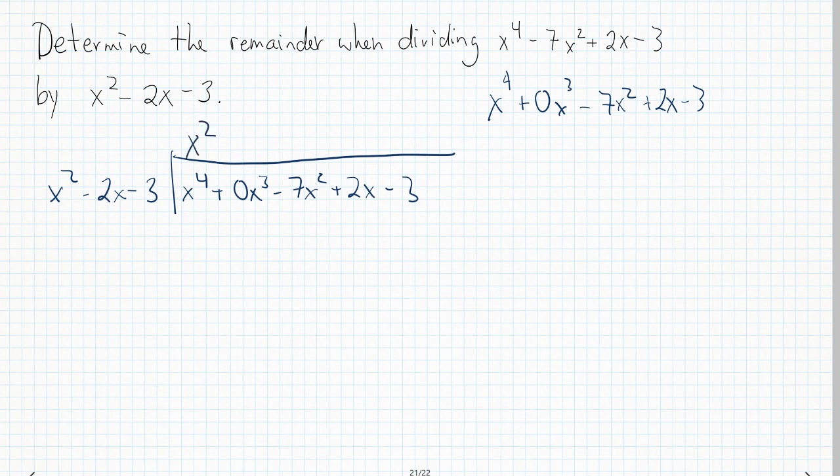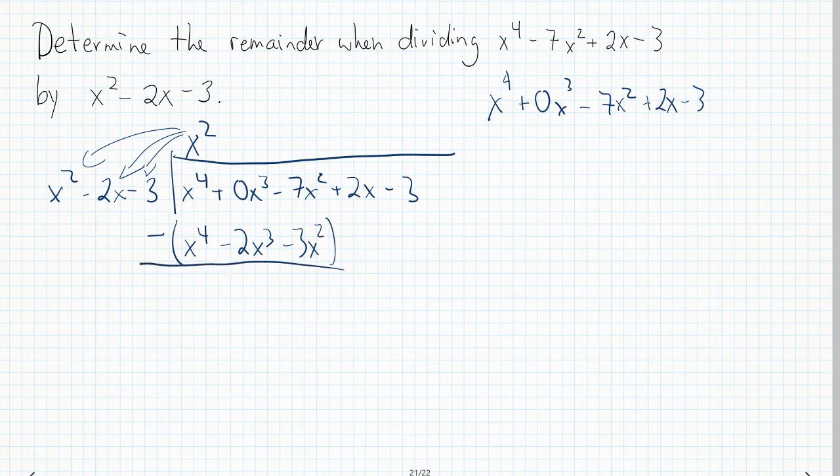Well, notice that's going to be x squared, and then we have to subtract this whole thing. So x squared times x squared minus 2x minus 3 makes x to the fourth, then minus 2x cubed and then minus 3x squared. So x to the fourth minus x to the fourth makes 0. Then 0x cubed minus a negative 2x cubed makes positive 2x cubed. And then negative 7x squared minus a minus 3 makes negative 4x squared. And we got to drop the 2x on down.